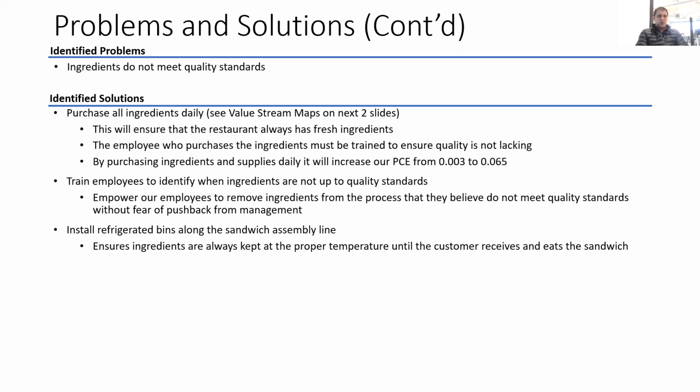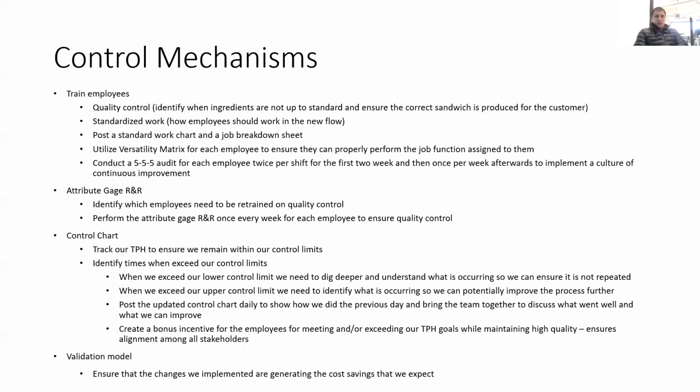In addition, I feel we should install refrigerated bins along the sandwich assembly line to keep ingredients at the right temperatures. That should help improve quality and freshness as well. So now that we have our solutions identified, we really need to implement some control mechanisms. I mentioned before, training our employees is going to be incredibly important.